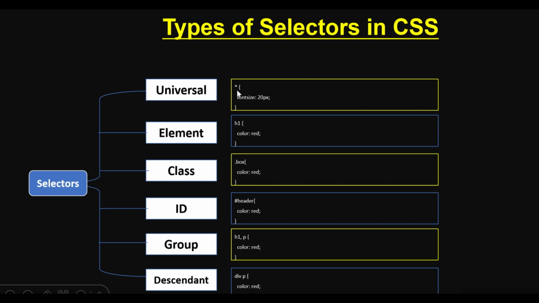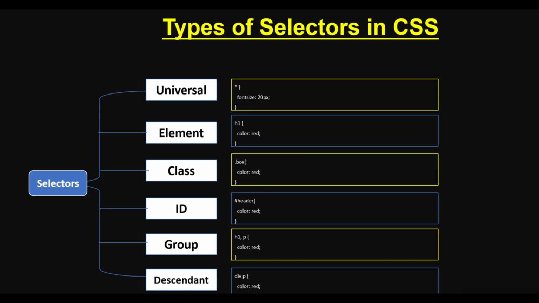For example, this is universal selector and we have applied the property font size 20 pixel. So all the text elements inside the web page will have the property of font size 20 pixel. Universal selector will be applied to the whole elements. That's why it is called universal. The second is element selector. Element selector means a single element like H1. So H1 is a single element.